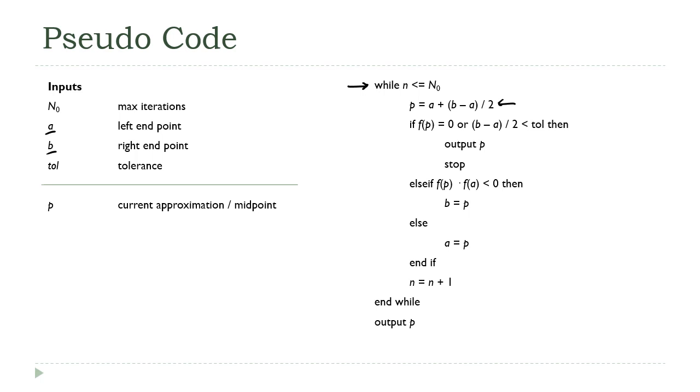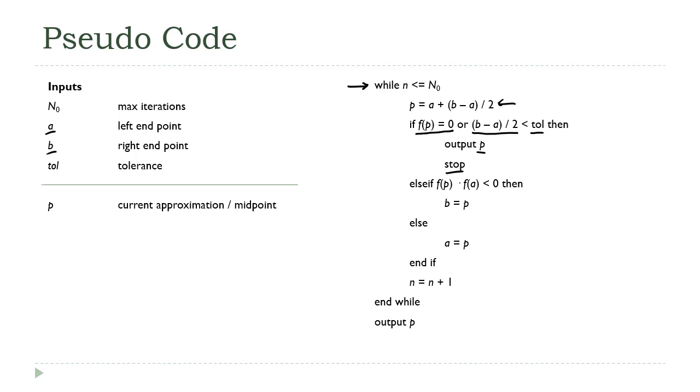And then I do another test. If f of that midpoint is actually literally 0, we have landed exactly on the root, then we're done. Right? There's no point going any further. Or if this value, that is, half the width of the interval, has dropped below some tolerance level, then output the value of p and we're done. Otherwise, we do this test here.